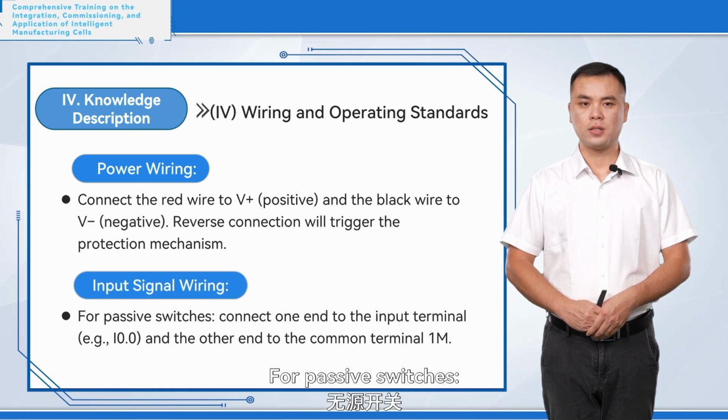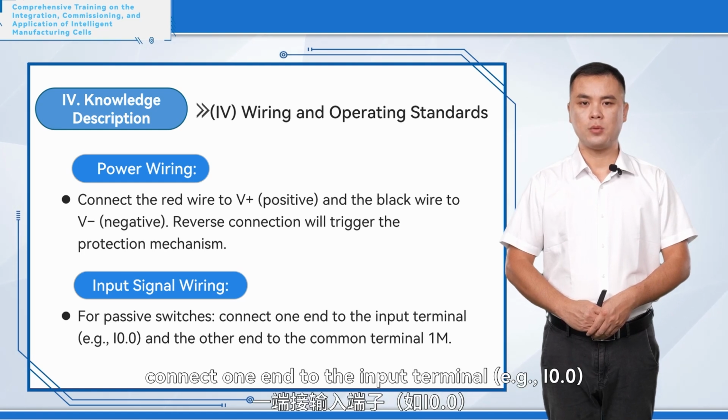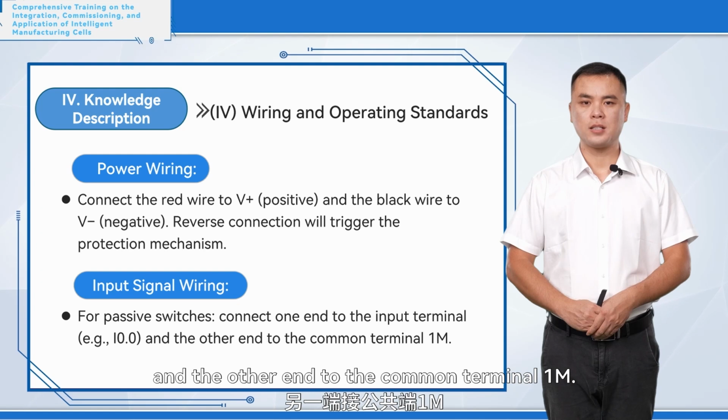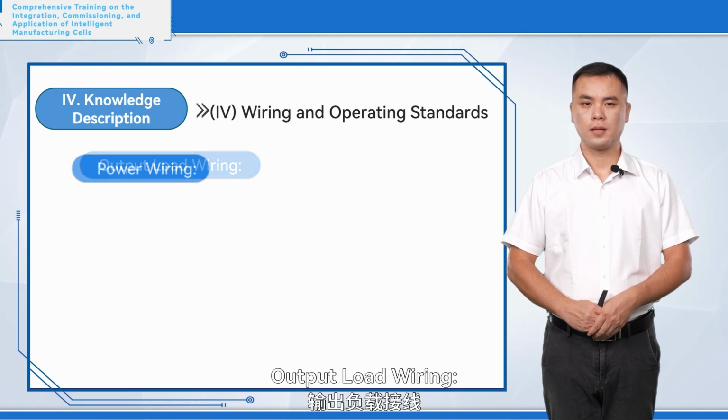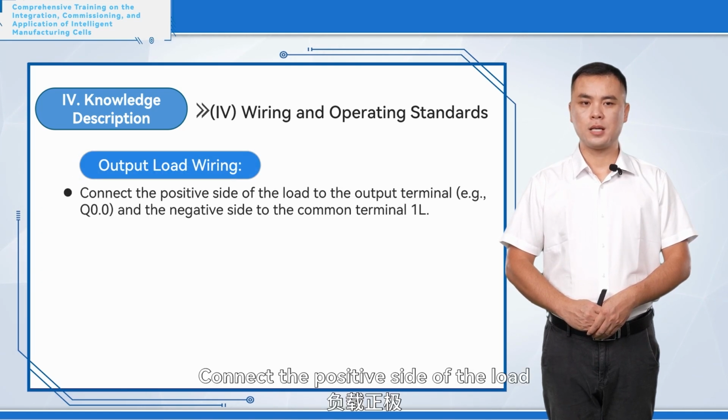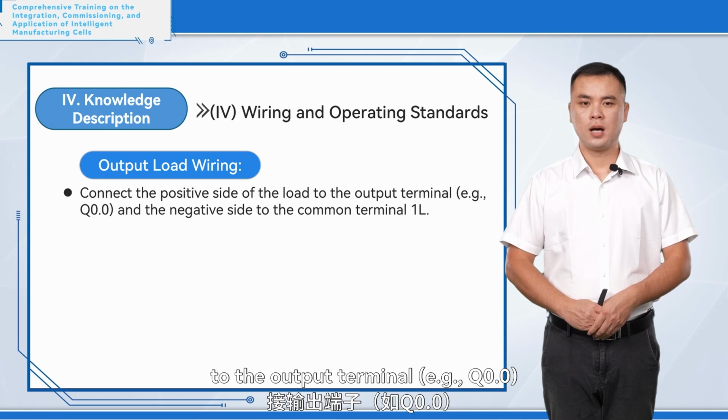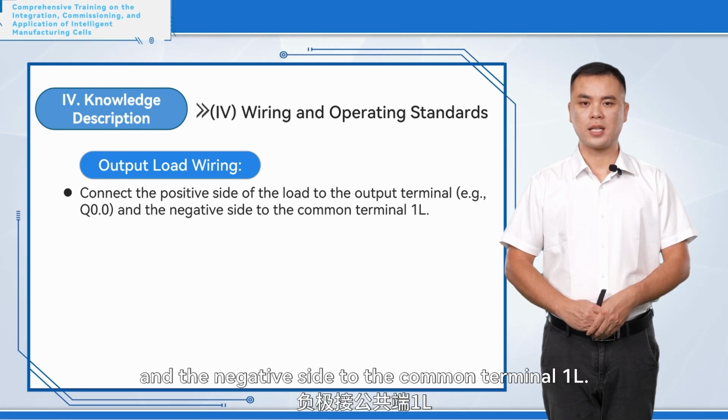Input signal wiring. For passive switches, connect one end to the input terminal, e.g. I0.0, and the other end to the common terminal 1M. Output load wiring. Connect the positive side of the load to the output terminal, e.g. Q0.0, and the negative side to the common terminal 1L.